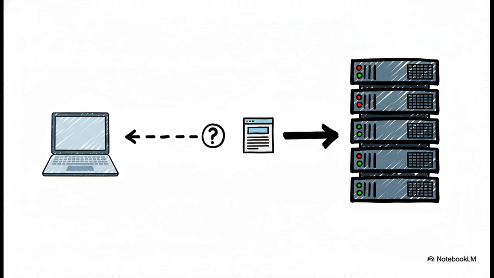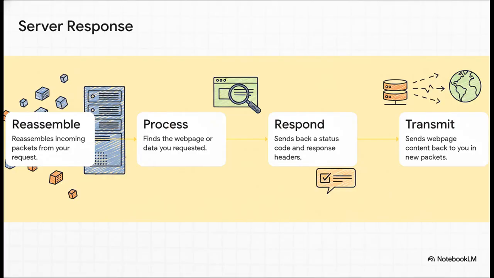Pretty straightforward, right? So the server basically catches all those individual bricks of data that you sent. Step 1, it reassembles them to figure out what you actually asked for. Step 2, it processes your request. It goes and finds the web page you wanted. Step 3, it sends back a quick message, a status code, kind of like saying 200 okay, I got it. And then finally, step 4, it takes the actual web page content, all the text, the images, everything, and it breaks that down into a whole new set of packets for the return trip back to you.